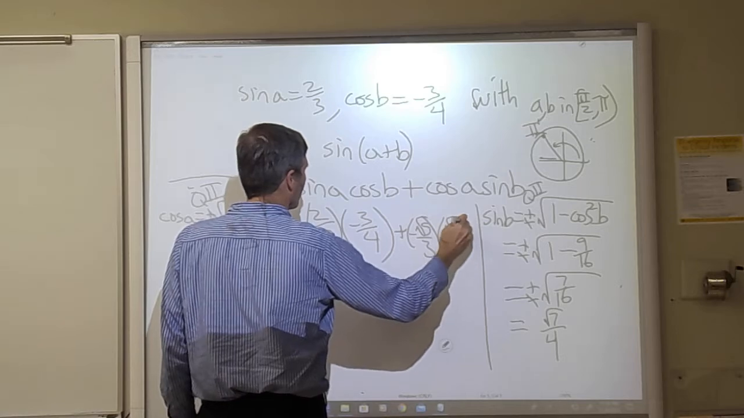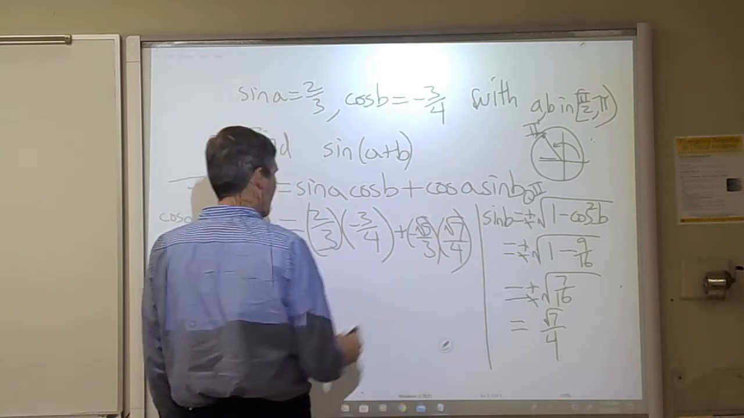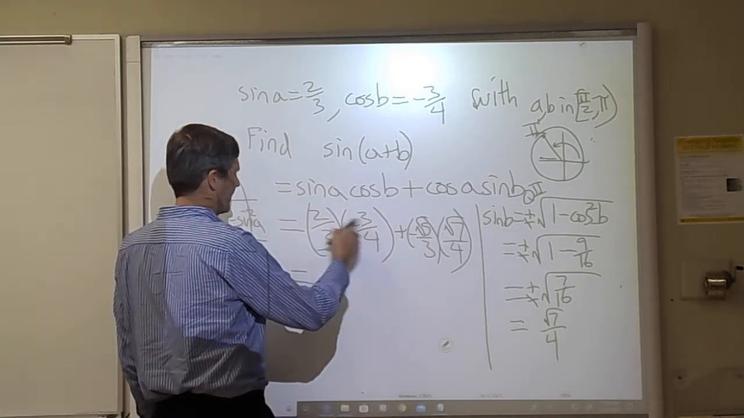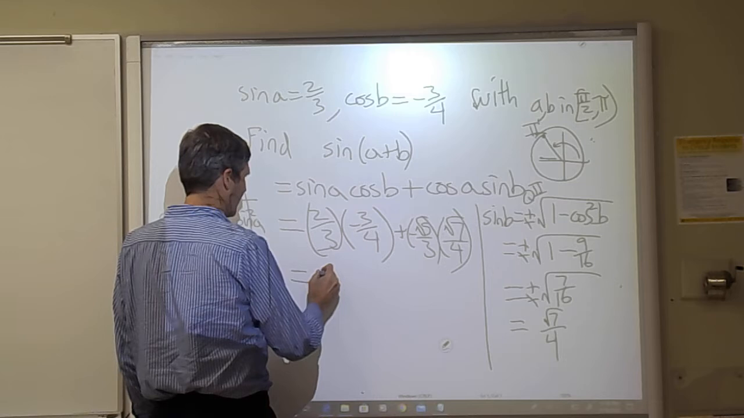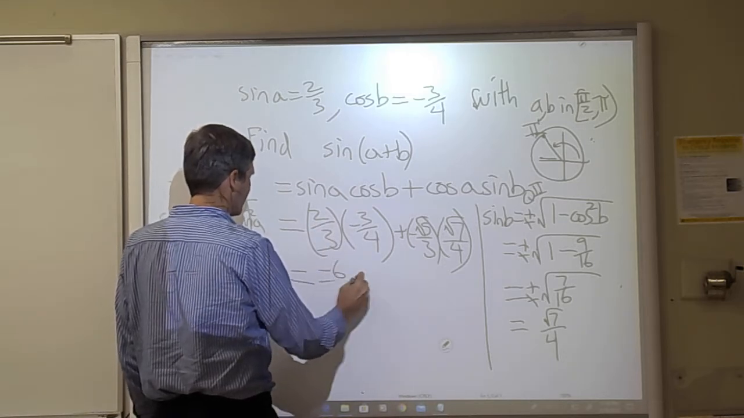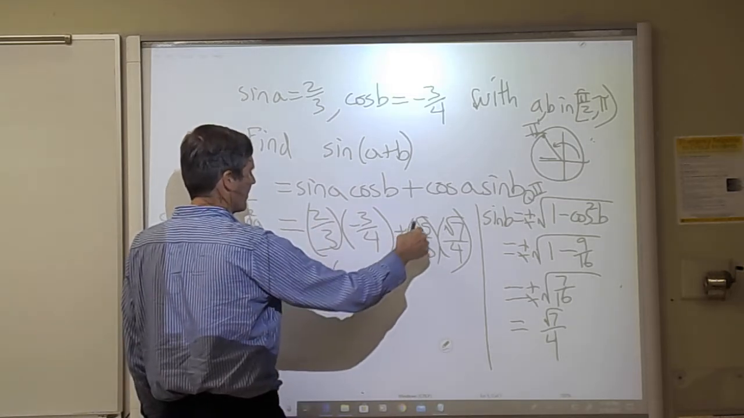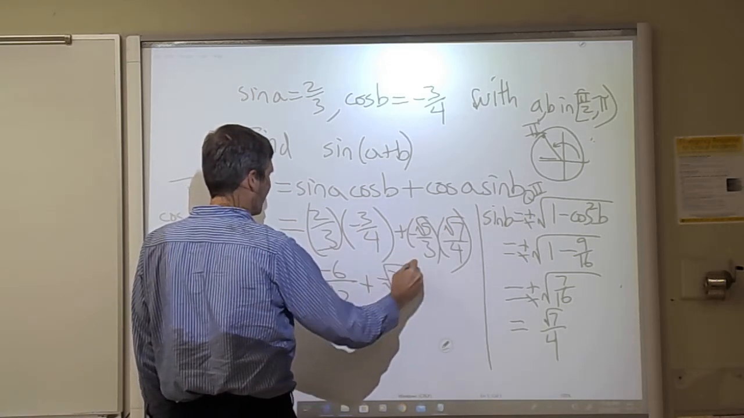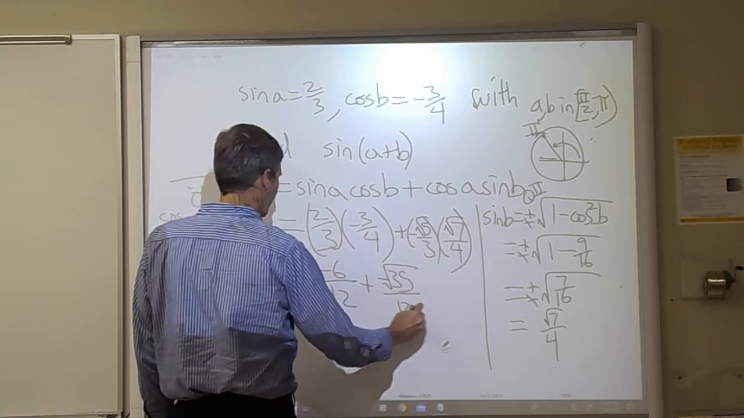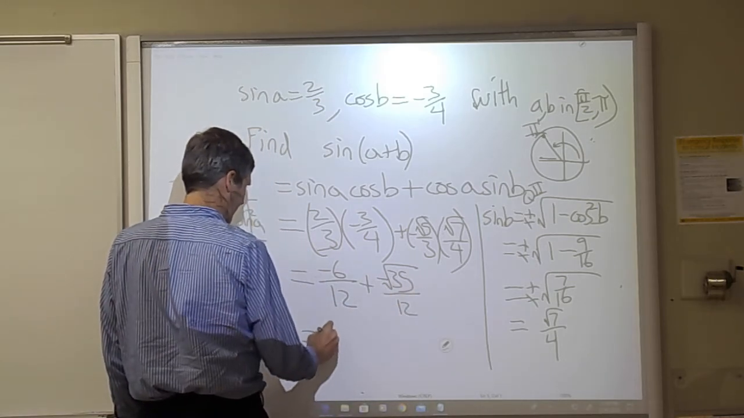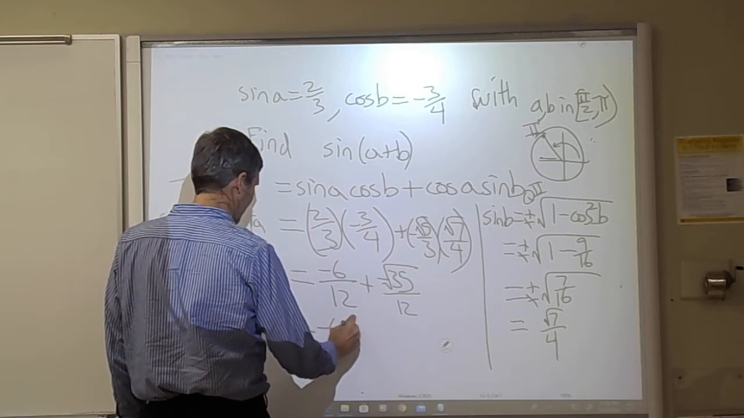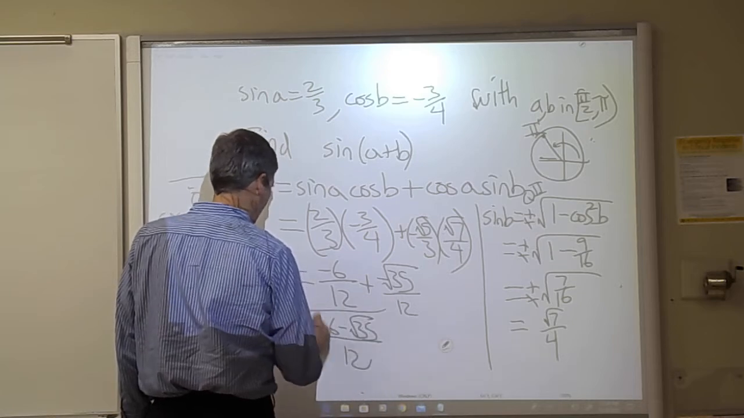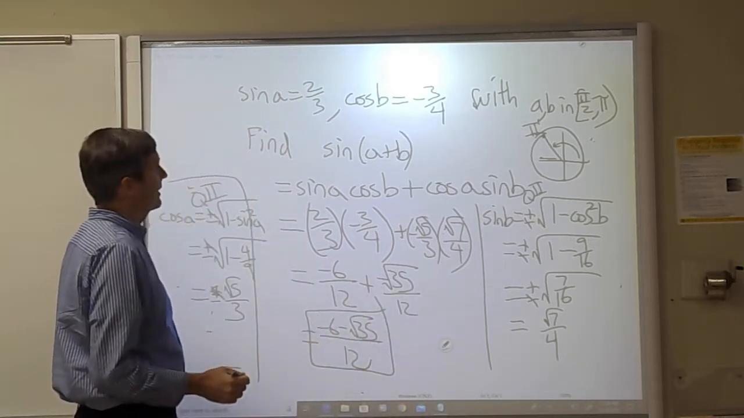The sine of B is square root of 7 over 4. And so sine cosine plus cosine sine is, let's see, minus 6/12. When you multiply top times top and get minus 6, bottom times bottom is 12. Plus square root of 5 times square root of 7 with the minus is minus square root of 35, all over 12. Evidently we have minus 6 minus square root of 35, all over 12, is the sine of A plus B.